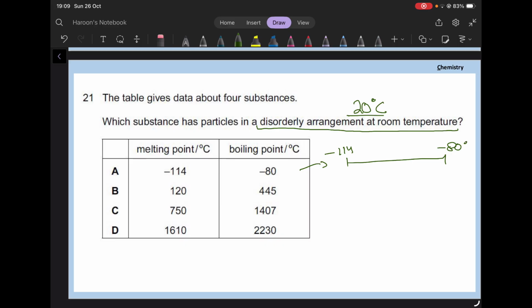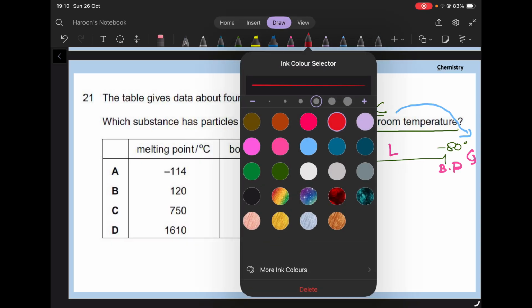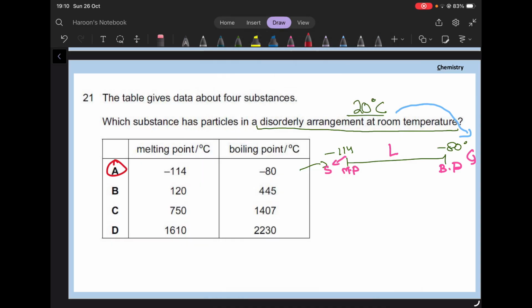So any temperature that is below the melting point, this is the melting point of course, and this is the boiling point, should be solid. Any temperature in between would be a liquid, and over here we'll have a gaseous state. And this is disorderly arrangement, no orderly arrangement for us. So it should be in a gaseous state. And you can see 20 degrees Celsius is actually greater than the negative 20 boiling point over here. So this should be the correct answer for us. So we'll just mark A as the correct answer.